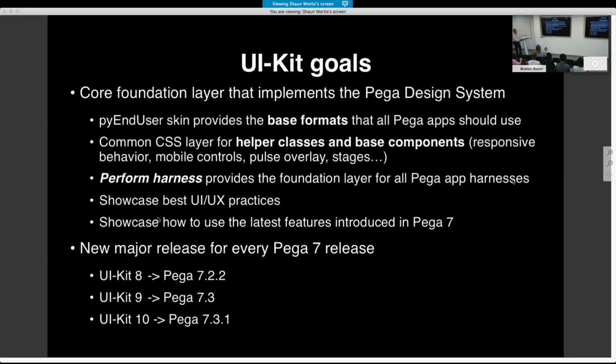The other thing that the core foundation layer of Proactive provides is the common CSS layer for helper classes and for base components. For example, the responsive behaviors. What should you do if you don't have enough width space? What should you hide on the header? What kind of mobile control behaviors or style do we want to implement? Pulse overlay right now was also a big change, being able to show pulse as an overlay that slides to the right was a common base component. And also the stages, look at the three stages, which is part of the UI there.